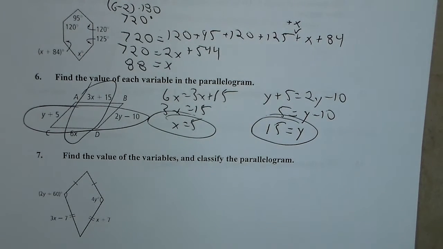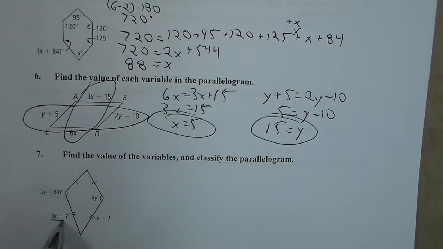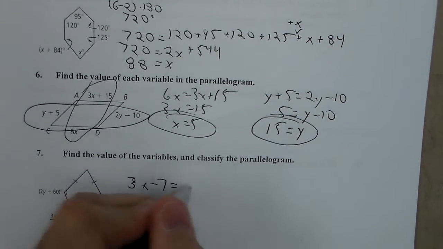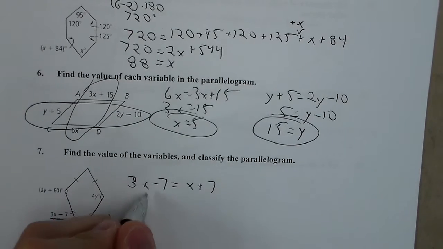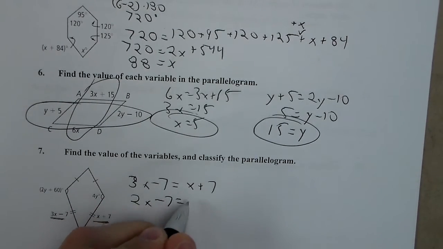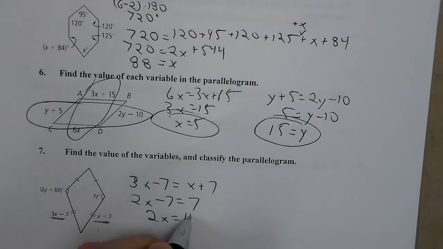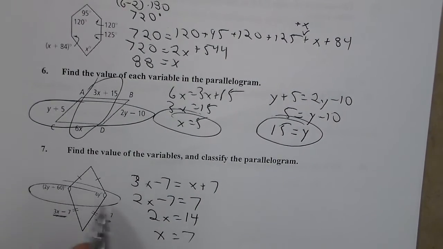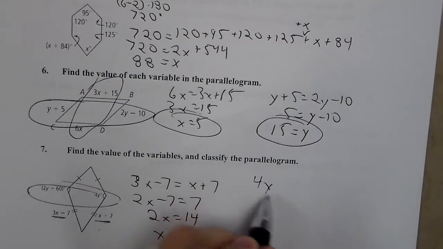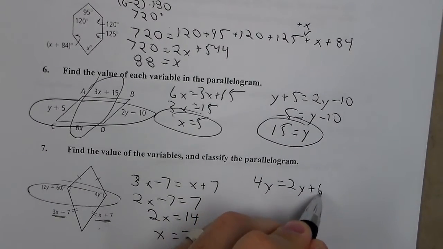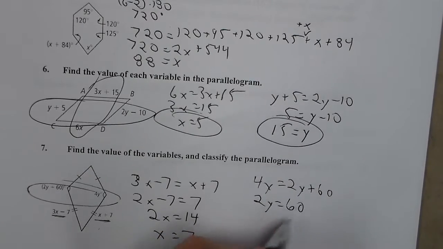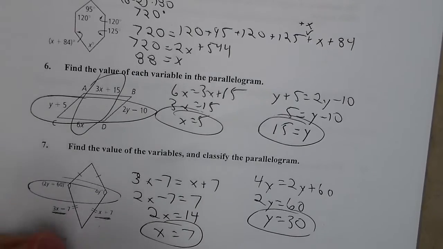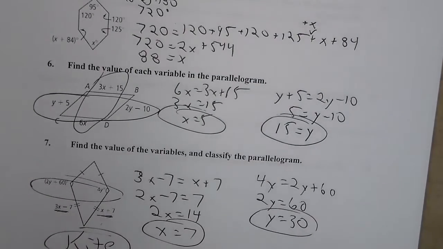For number 7, we have a kite. Now for the kite, we have adjacent sides are congruent. So we can go 3x minus 7 equals x plus 7. I'm going to subtract x over and get 2x minus 7 equals 7. Add the 7 over, 14, so x is 7. I also have these opposite angles are congruent. So we'll go 4y equals 2y plus 60. We get 2y equals 60. And y is 30. And lastly we can classify, that is a kite.